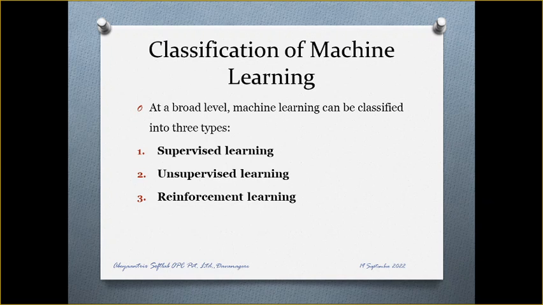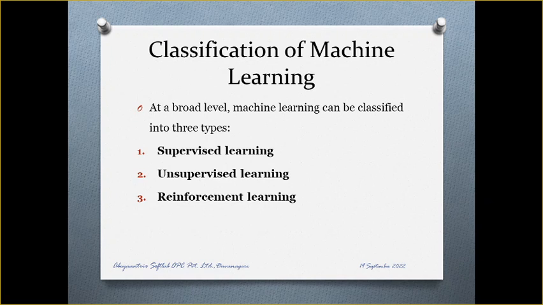The first classification is based on its way of learning. Classification of machine learning is completely based on how it is going to learn the data set and how it is going to predict the result. Based on that, machine learning techniques are classified at the broad level into 3 types: supervised learning, unsupervised learning, and reinforcement learning.